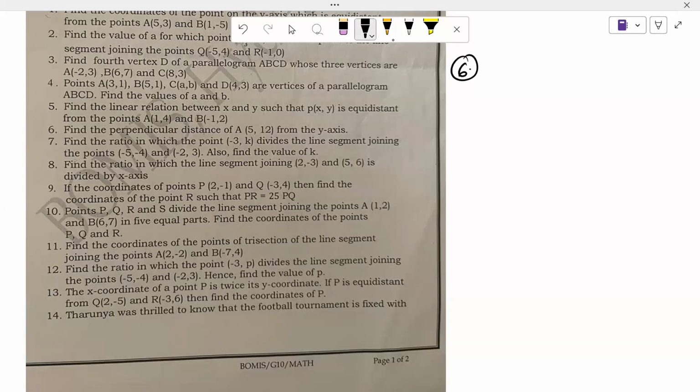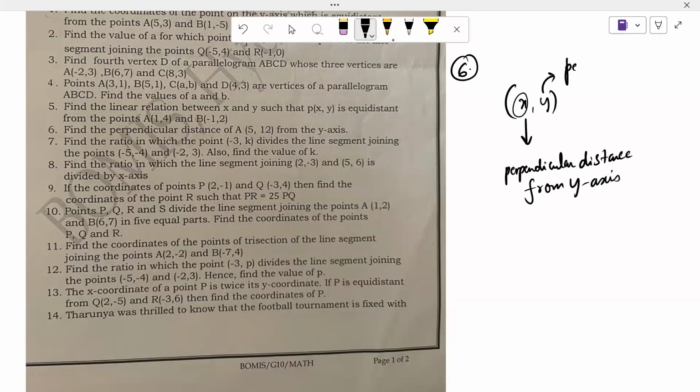Sixth question. Find the perpendicular distance of this point from the y-axis. See, any point will have x comma y, right? So this x is there, right? That is the perpendicular distance from the y-axis. And this y is there, no? That is the perpendicular distance from the x-axis.